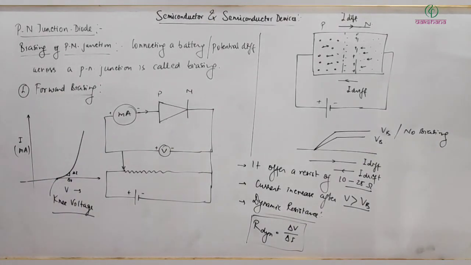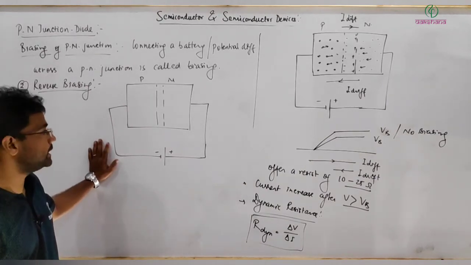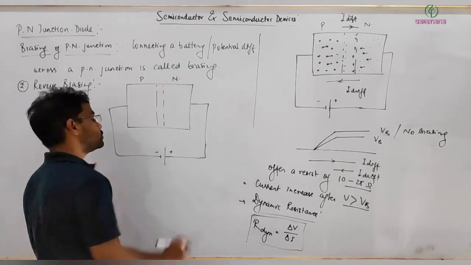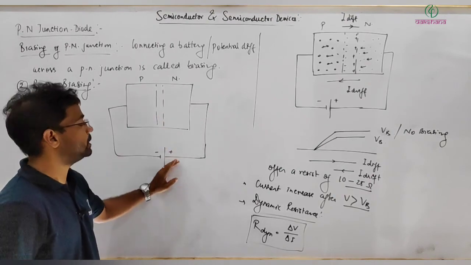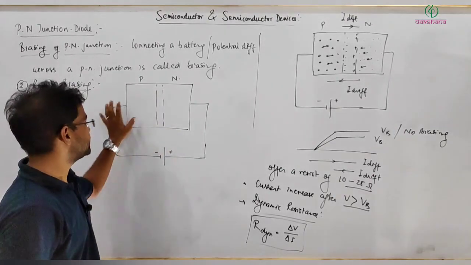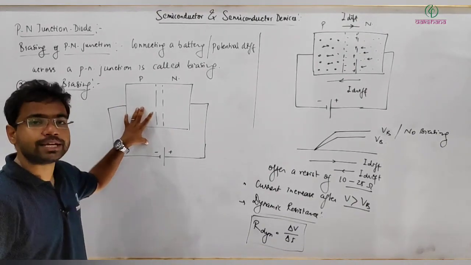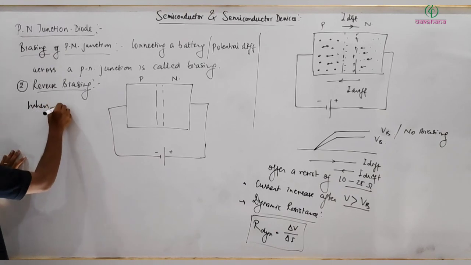Let me talk about reverse biasing also. Reverse biasing is exactly opposite of forward biasing. This is N side, this is P side, PN junction. So when the N side is connected to high potential, or you can say the N side is connected to the positive terminal of the battery, and the P side is connected to the negative terminal of the battery, the PN junction is said to be reverse biased.